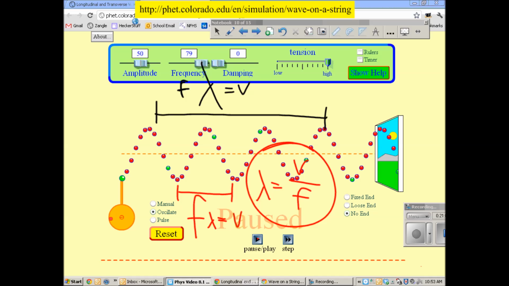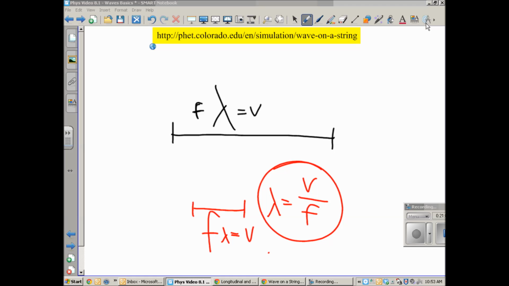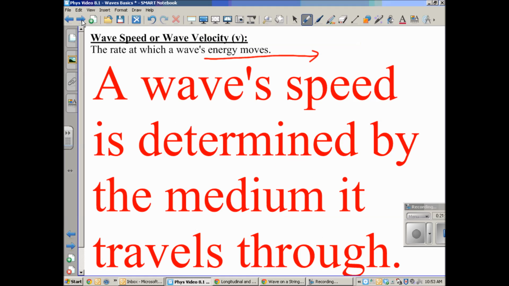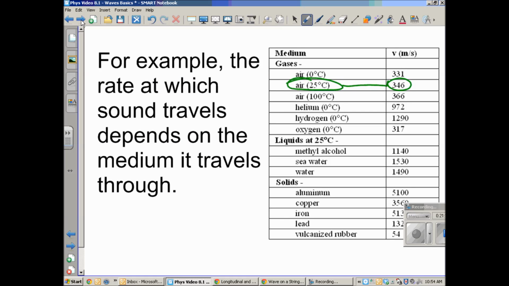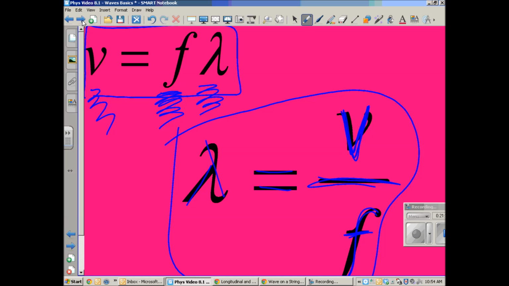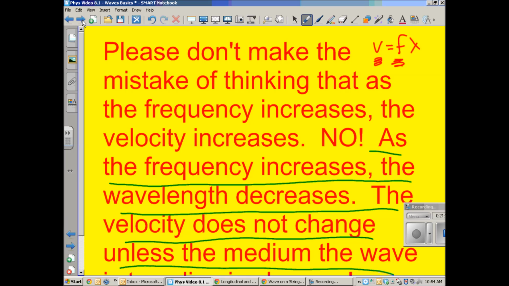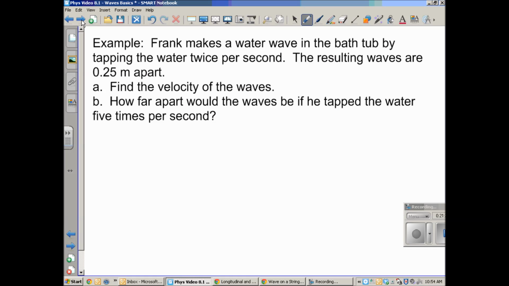Cool. I think we are almost done. I'm a little over 20 minutes. I apologize. Have I missed anything? We talked about wave speed. We talked about velocity. I gave you the equations. Don't make that mistake. Oh, example. All right, so we're going to do an example, and then we're done.